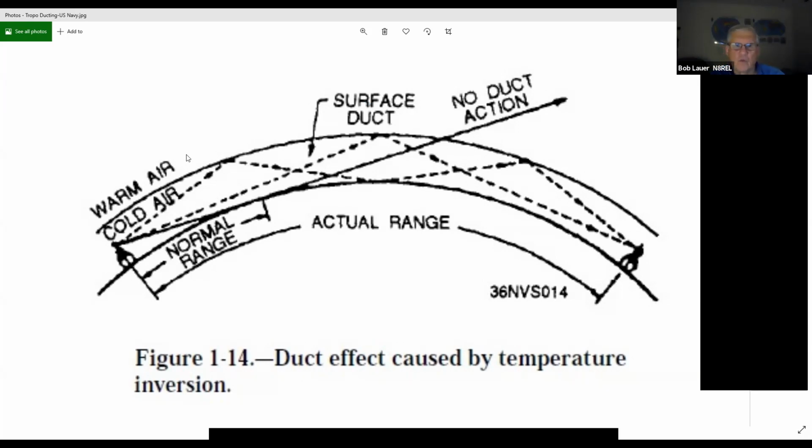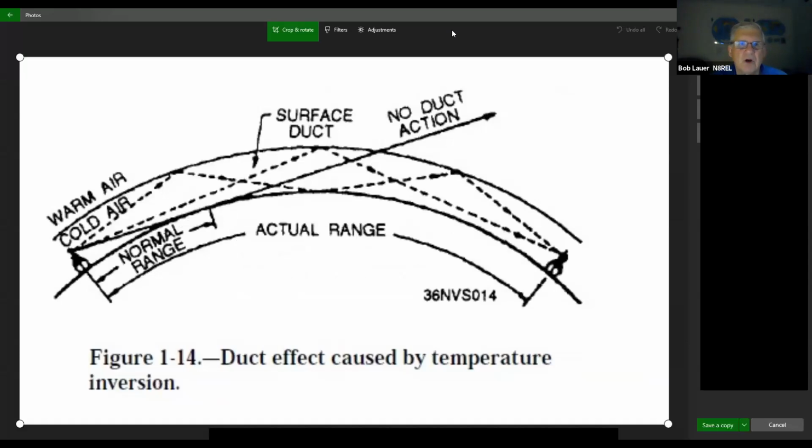When warm air traps a layer of cold air beneath it, what happens is, say this black line here.